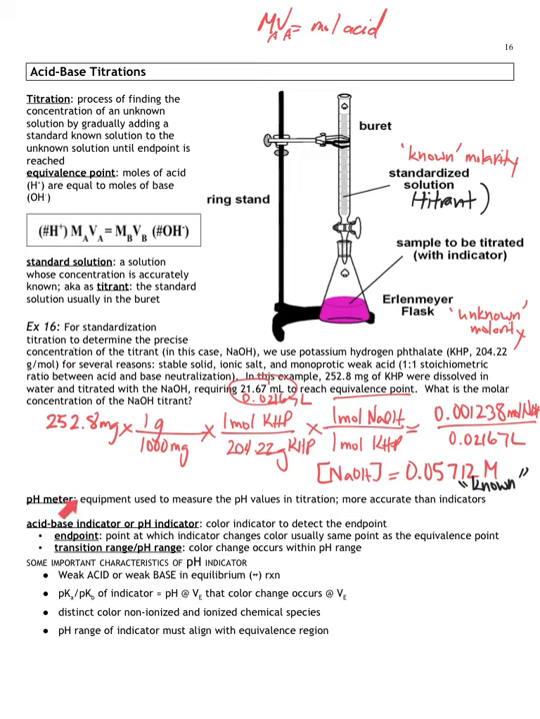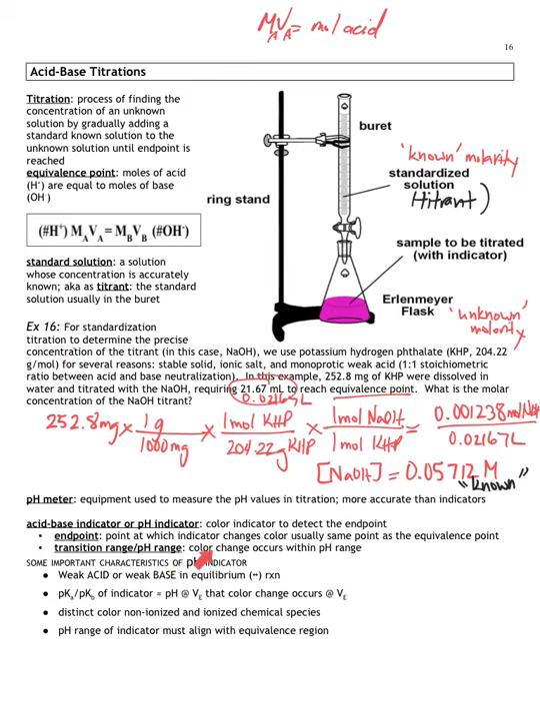Now we also need a pH meter sometimes when we want to be more precise. Rather than using an indicator that changes color, we can use a pH meter to determine the pH at the equivalence point. It's more accurate than indicators. Acid-base indicators are a qualitative way to determine the endpoint or the equivalence point. So the color indicator is used to detect the endpoint. An endpoint is when the indicator changes color. Usually it's the same point as the equivalence point.